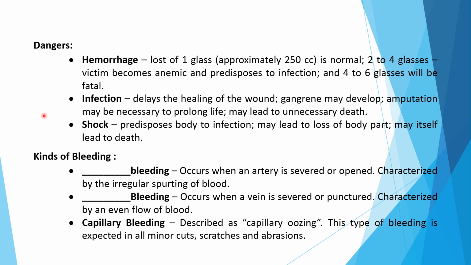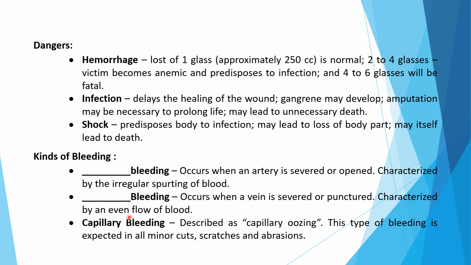Kinds of bleeding. We have your arterial bleeding. It comes from the word arterial, so an artery is what was opened. Characterized by irregular spurting of blood. Meaning, there are many points where blood spurts instead of oozing. If you apply pressure, you will see the blood spurting quickly. That is, an artery is what we hit.